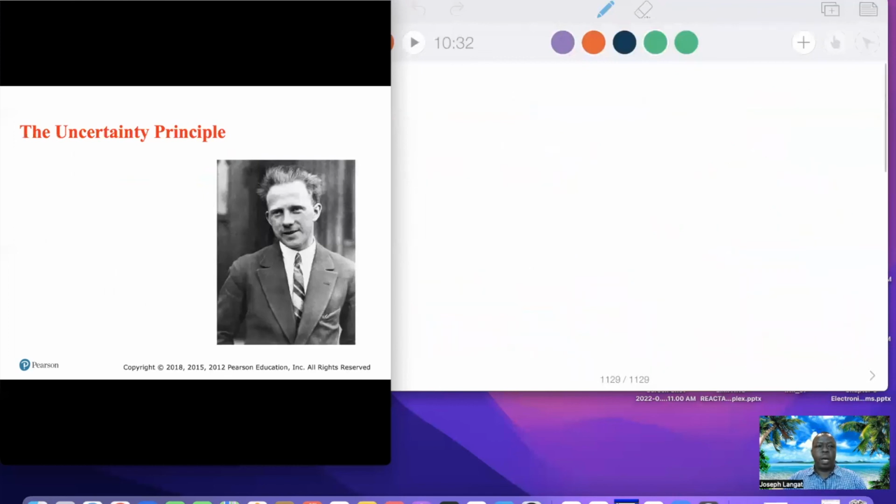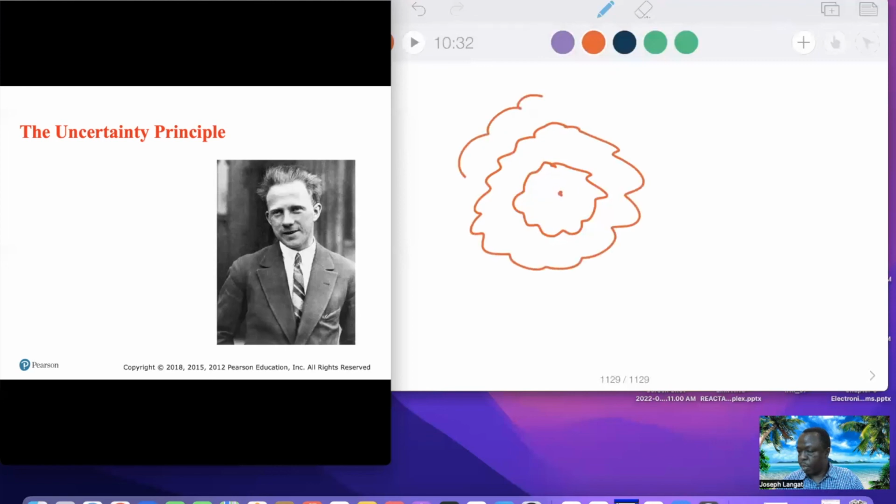Now back to our model of an atom. We're still on the model of an atom, and what we know now is electrons are moving around the nucleus like a wave, behaving like a wave. These are electrons moving around the nucleus like a wave, because we know from de Broglie that matter can behave like a wave.